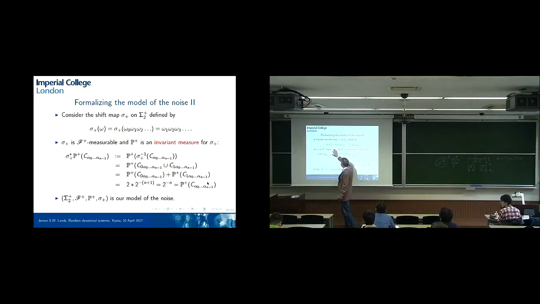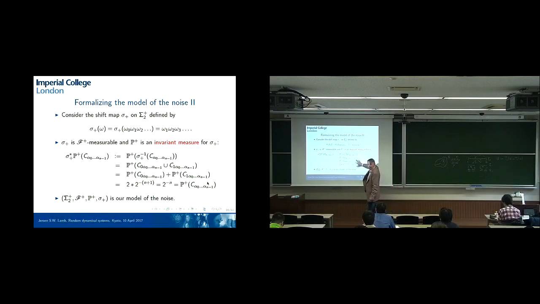Okay, so now this map sigma plus turns out to be measurable. Measurable means that every measurable set has a measurable inverse. And this is also invariant under this shift. Not so surprising, I just shift symbols back and forward, and then I end up with invariance.